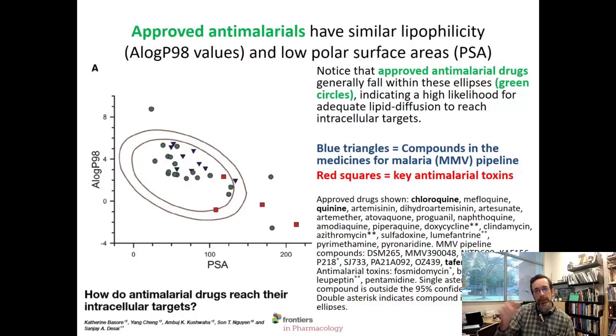We have this sort of circle drawn around where most of the drugs are. And you see that most of the points are below 100 on the x-axis. That means they have low polar surface areas. So it makes sense that lots of these might get into the red blood cell by the passive diffusion method, because a low polar surface area goes with lipophilicity.